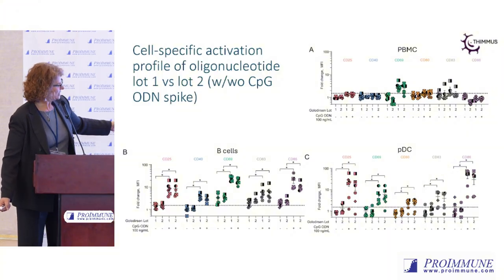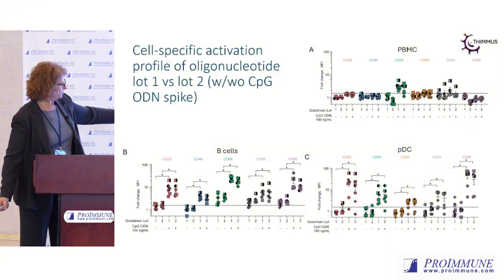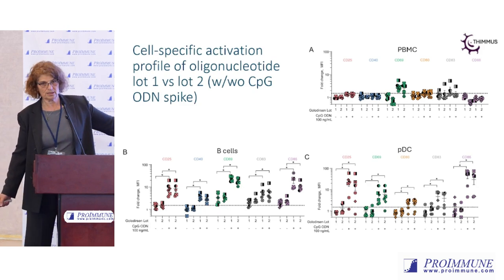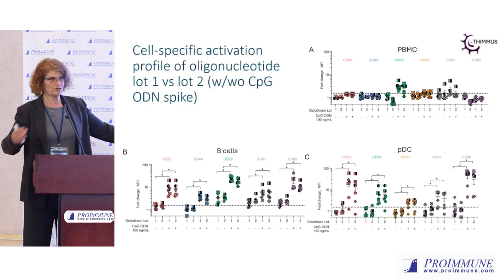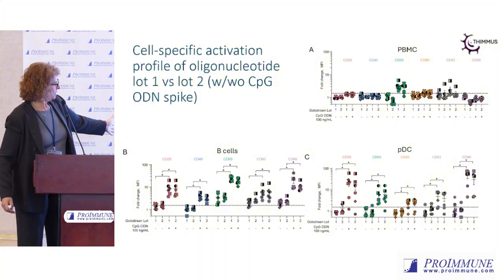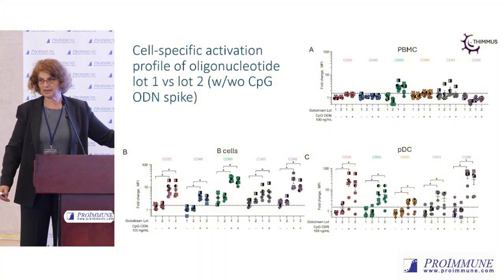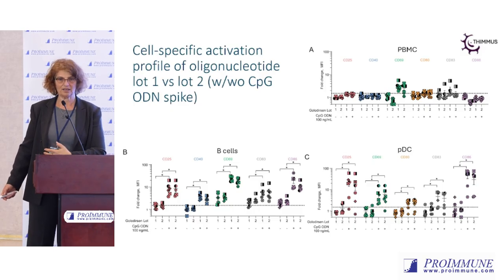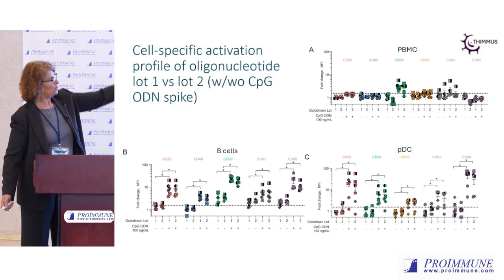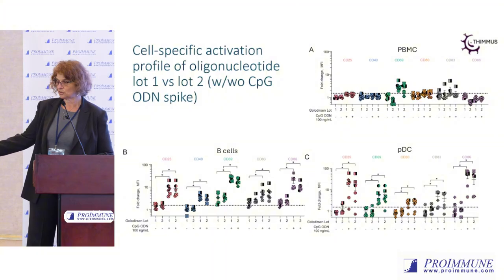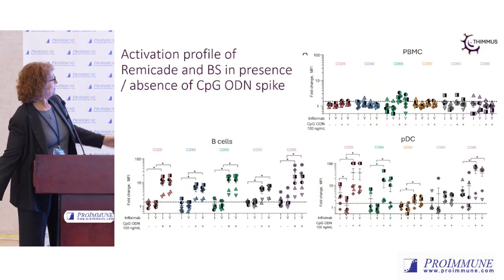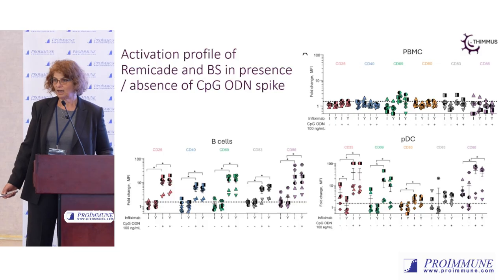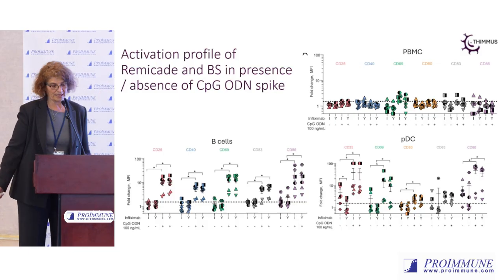And what you can see is that when you look at the response of the PBMCs, whether it's in unstimulated wells or wells that actually received CpG in addition to the product, you can see very clearly the CpG ones are activated versus the unactivated, whereas you can't see them with the PBMCs as a whole. And the same can be said when we did a similar experiment using Remicade and a biosimilar.